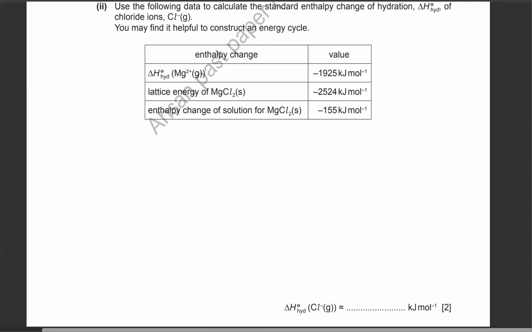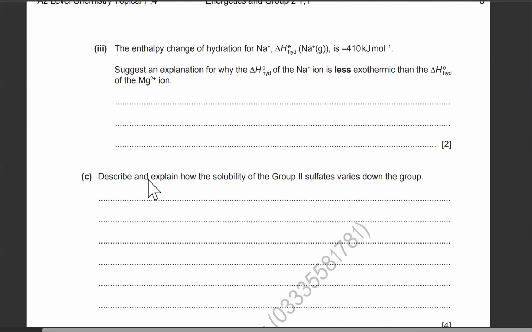The enthalpy change of hydration of Na+ is minus 410. Suggest an explanation for why the enthalpy of hydration of Na+ ions is less exothermic than that of Mg2+. It's the same question. Why is Mg2+ more exothermic? It obviously has greater charge density, but why? What's the reason?